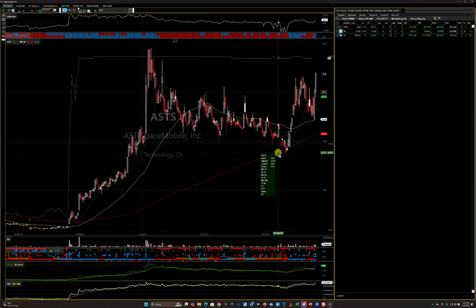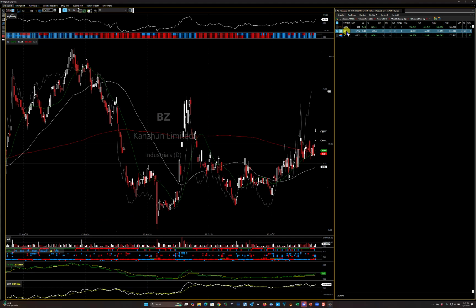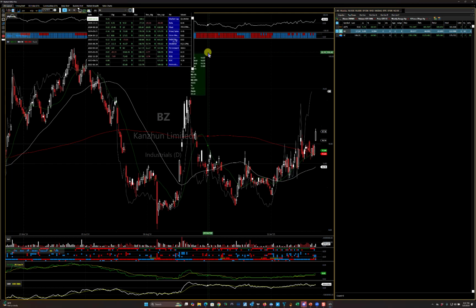I think this looks kind of interesting here. I see all the blue dots that came in. BZ is a Chinese, I think, internet or something. I don't remember what they do. Let's see if the fundamentals tell me anything.